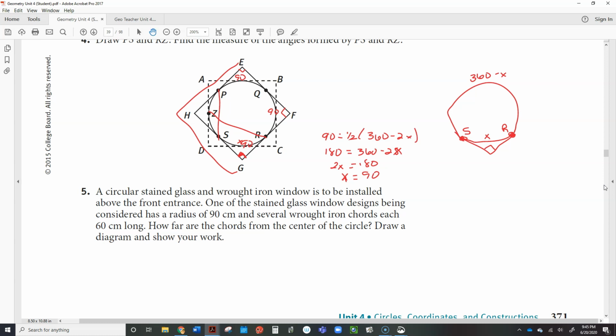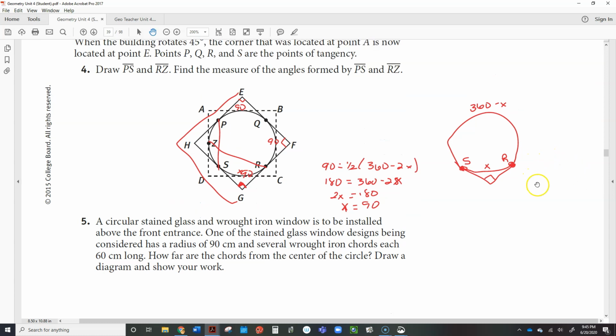Now I'm looking for, I think I'm looking for, what am I looking for? Find the angles formed by PS. And so I'm going to call this angle 1 right here, and I'm going to call this angle 2 because I've got to find all four of those angles. But these two are the same and these two are the same. So to find the measure of angle 1, I need arc SR, but then I need arc ZP.